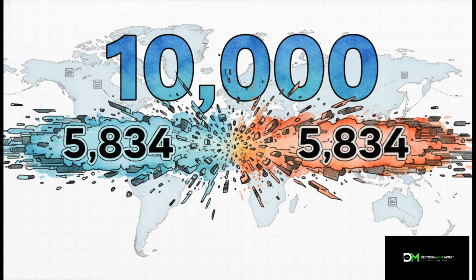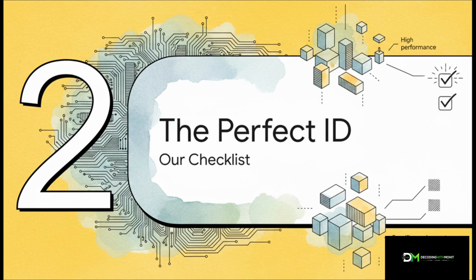This is really the heart of the problem. We are talking about some serious scale here. Imagine two different servers, maybe one in New York and one in Tokyo, both trying to create ID number 5834 at the exact same millisecond. Bam, you've got a collision, you've got data corruption, you've got chaos. Our goal is to design a system that can handle over 10,000 of these requests every single second and never fail.